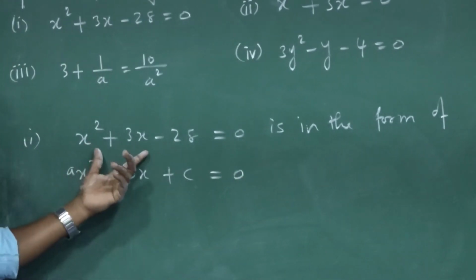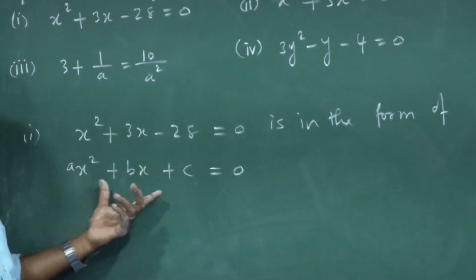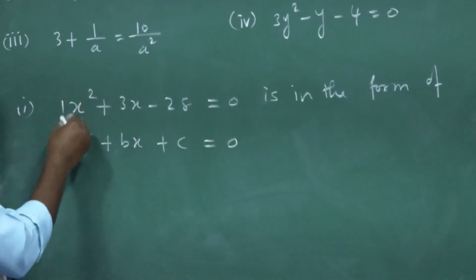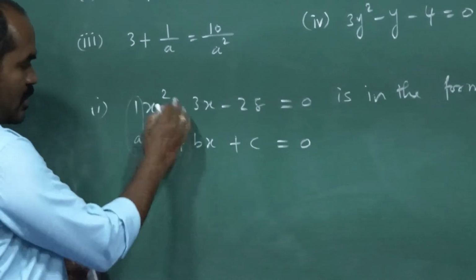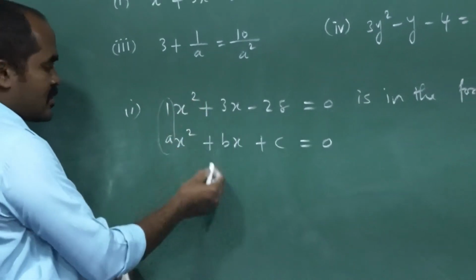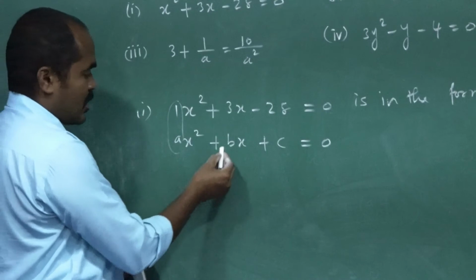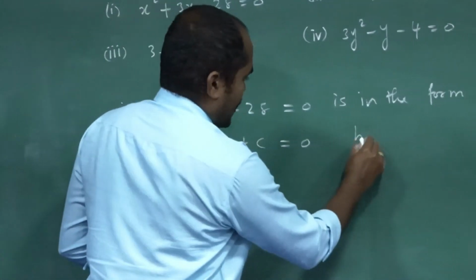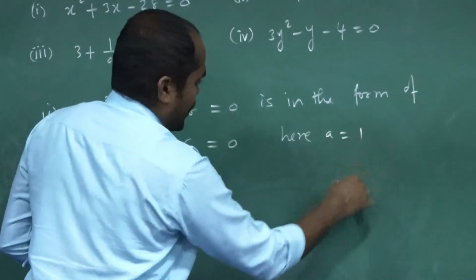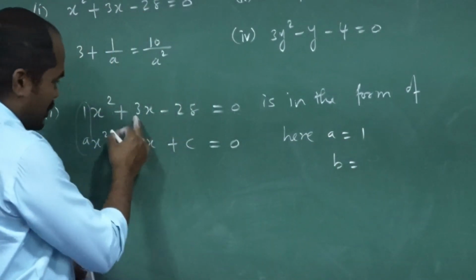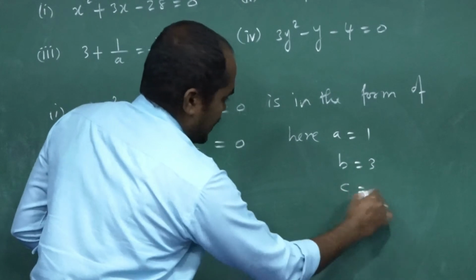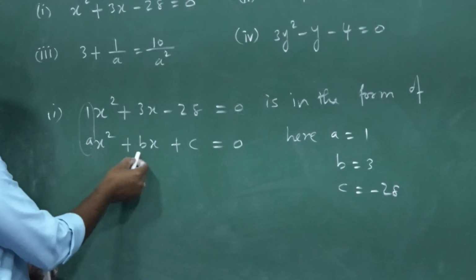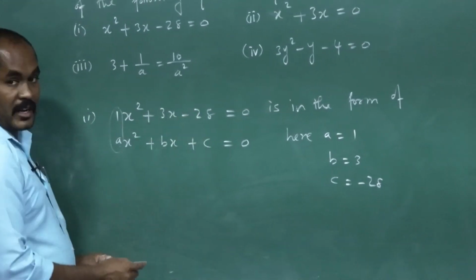The given equation is in the form of ax² + bx + c = 0. Compare the general form and the given equation. We get a = 1, b = 3, c = -28. So a value is 1, b value is 3, c value is -28.